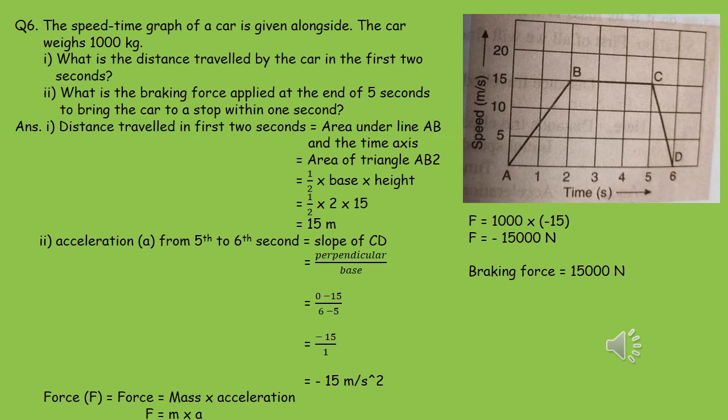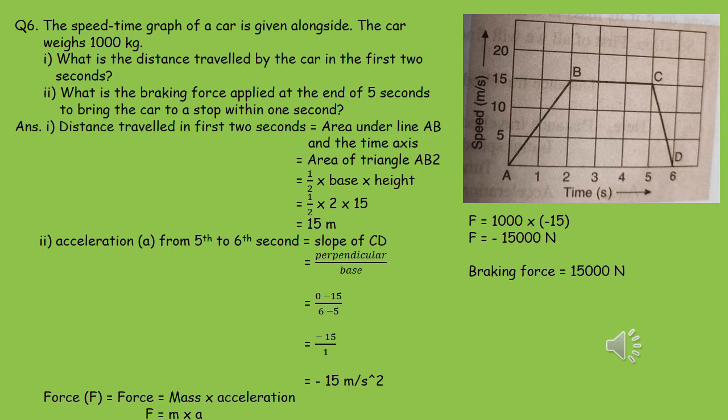Next question is from graphical representation of motion. We have already done this in the previous chapter. A speed-time graph is given, and it is the motion of a car, and the mass of the car is given as 1000 kg. You have to find out the distance traveled by the car in the first 2 seconds. This we know, we have done it in the previous chapter.